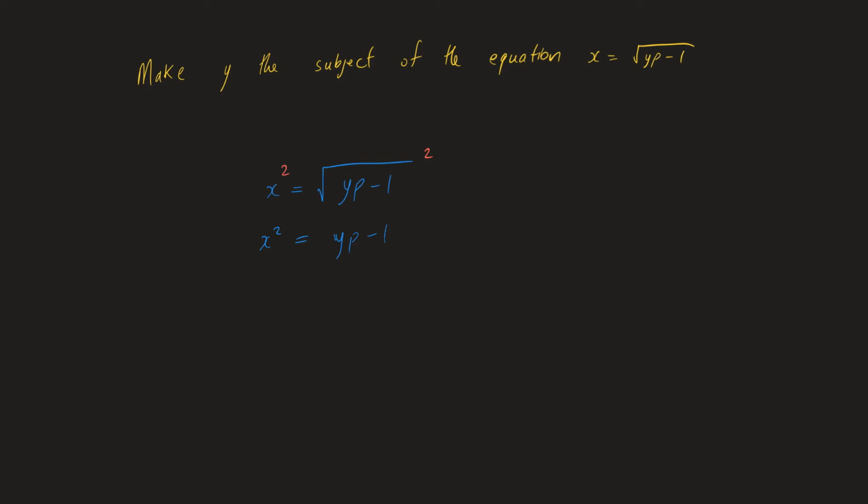Now I need to move that minus 1, and to do that, I need to add 1 to both sides. So that'll give me x squared plus 1 is equal to yp. And the final step here, I need to get rid of that p. At the moment, it's y multiplied by p. So to do that, I need to divide both sides by p. Therefore, that will leave me with the equation y equals x squared plus 1 all over p.